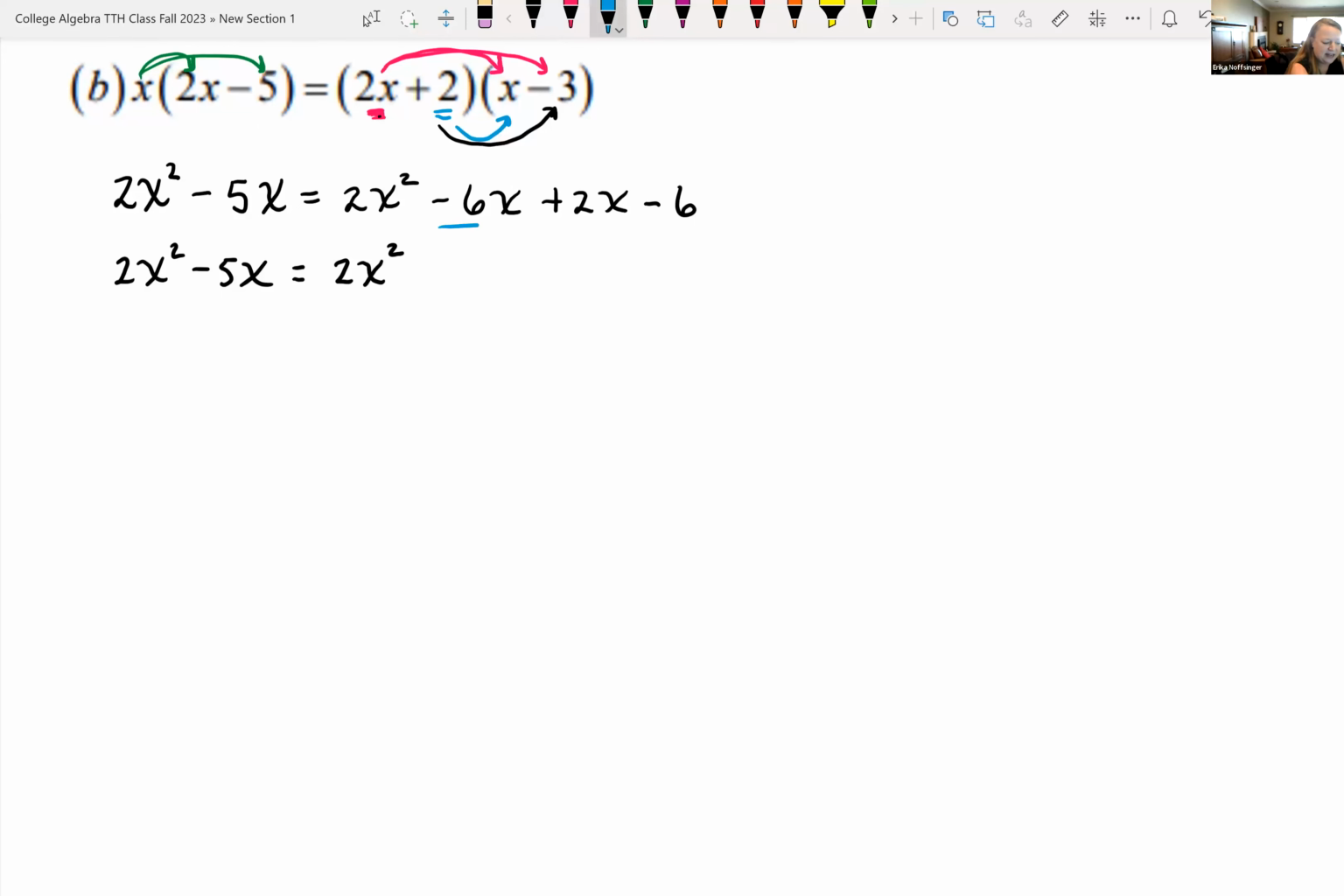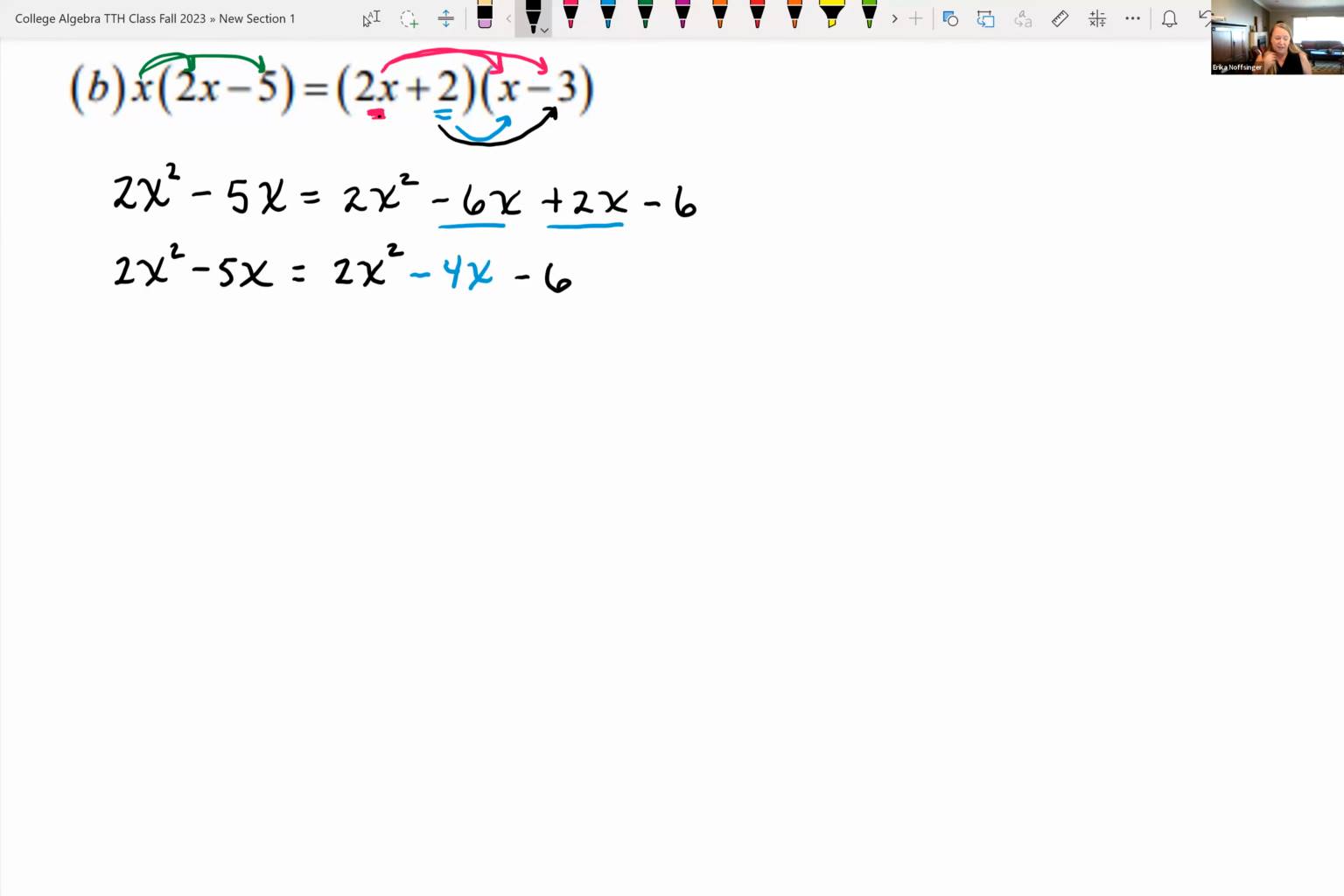But next I have a negative 6x plus a 2x. So negative 6 plus 2, 6 minus 2 is 4. Negative 6 plus 2 would be minus 4x. And then minus 6.